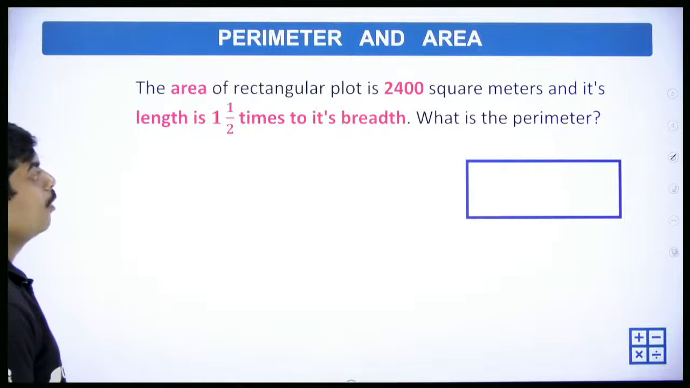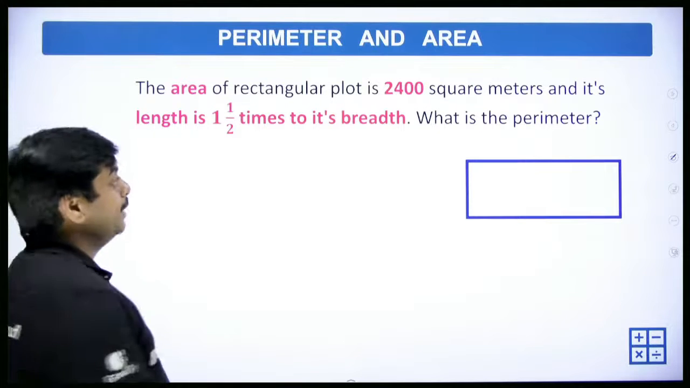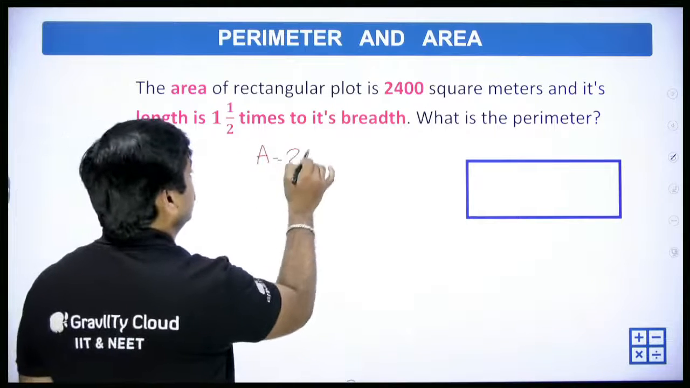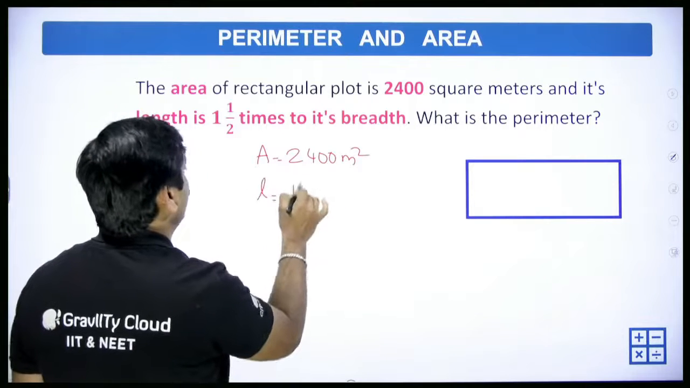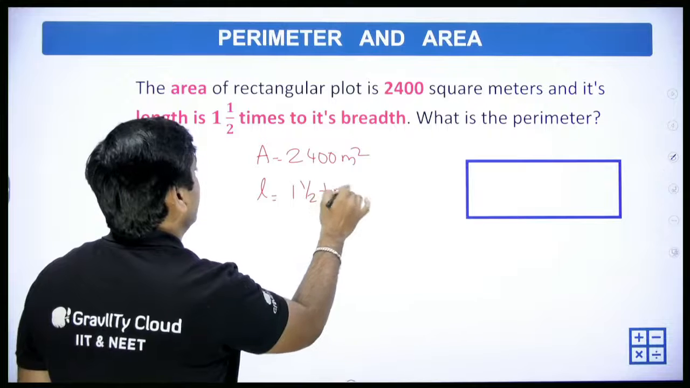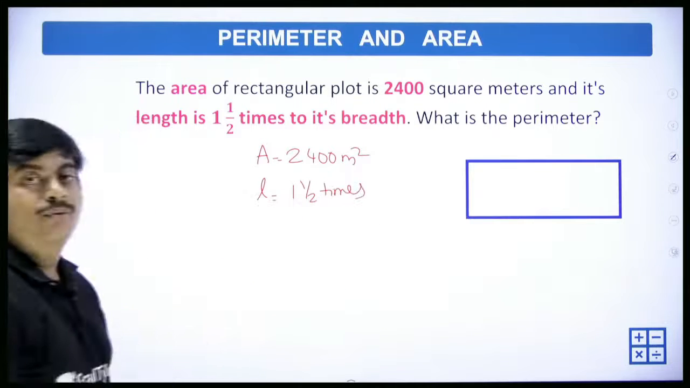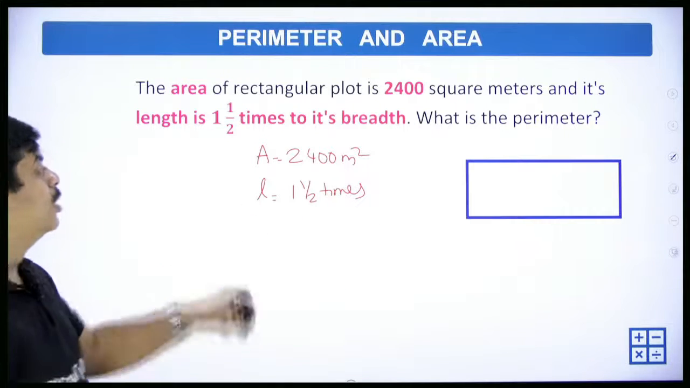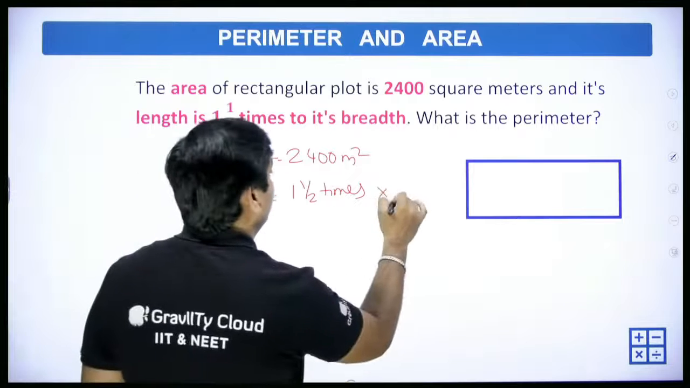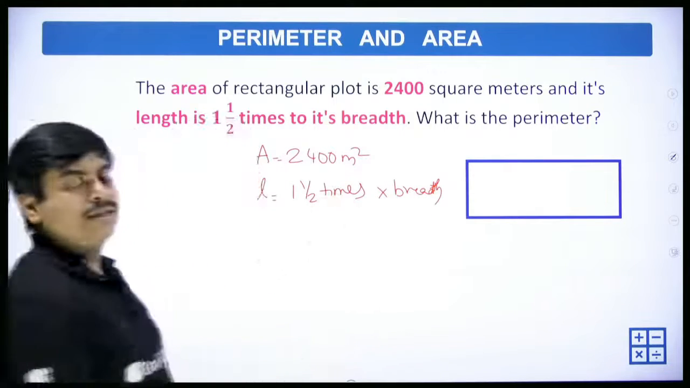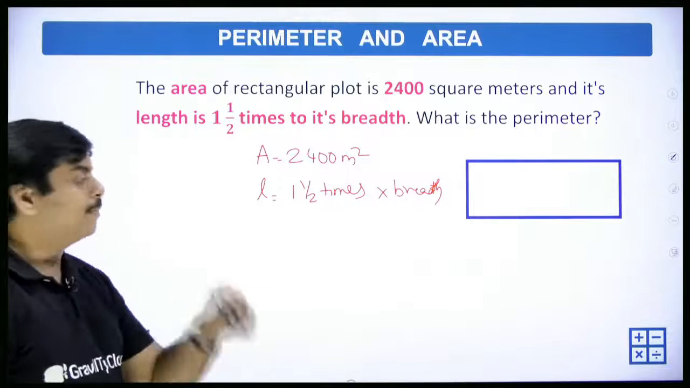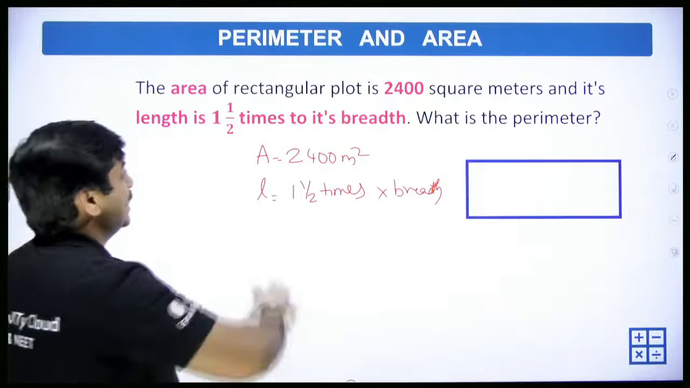The area of a rectangular plot is 2400 square meters, and its length is given as 1.5 times its breadth. So what is the perimeter? A very simple question. I'm not going to do this now. Okay, once again, let's try to discuss.